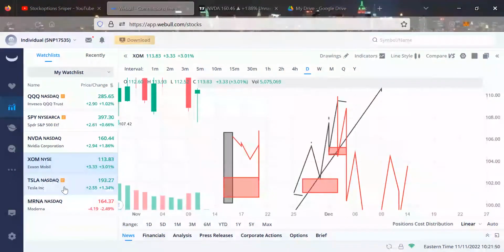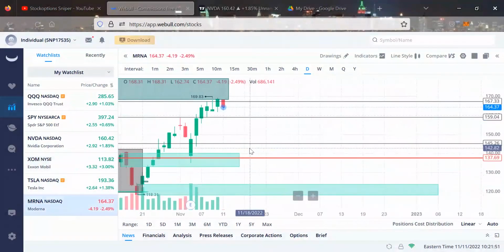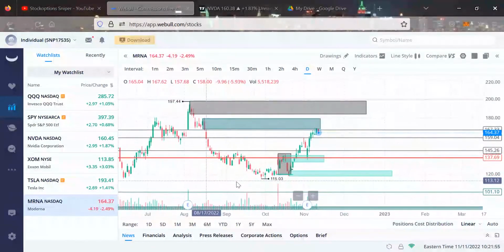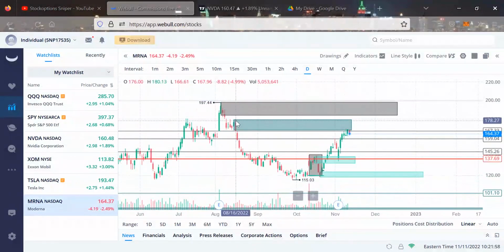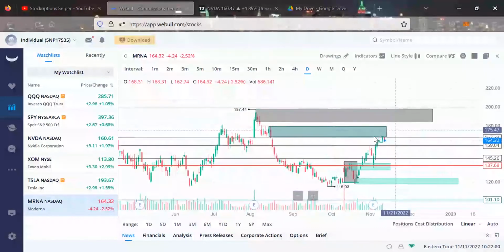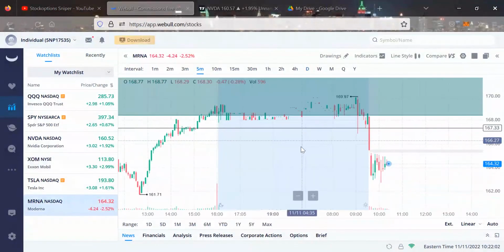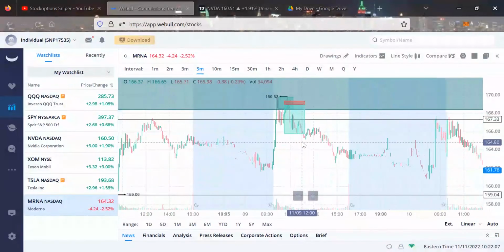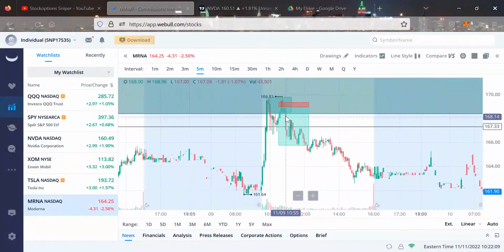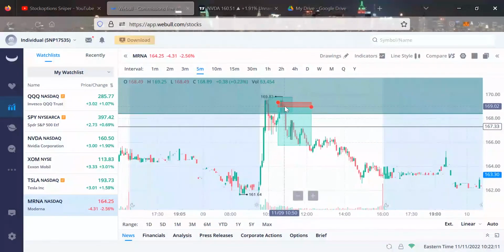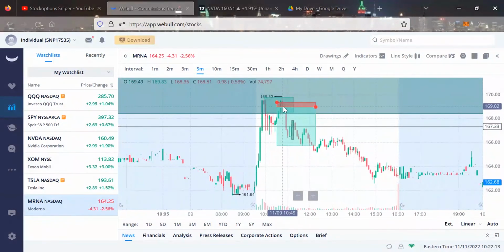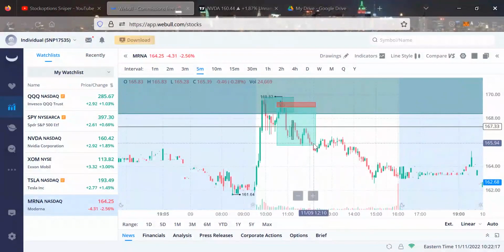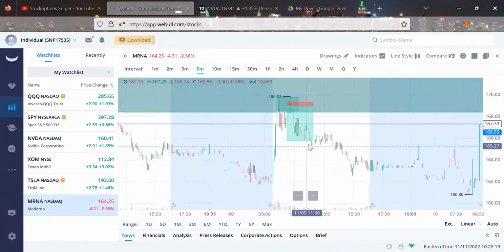Let me go over to another one. Oh, by the way, that Moderna play we've been waiting on, I forgot which video I created it on. Moderna basically touched our zone, and we took Moderna puts. I think it was right here. It was a great trade overall. I didn't really hold, I just scalped it. I didn't like much of the market. I entered at this red candle, green candle right here, and then we took that red candle and just took it down. We took the 50% of the imbalance right here. Overall, it was a beautiful trade.